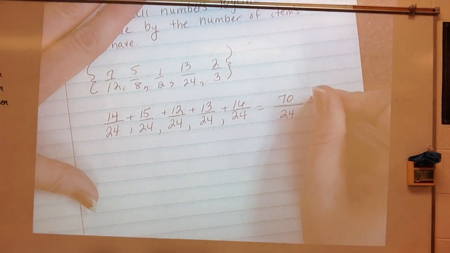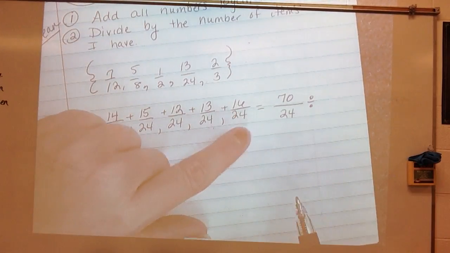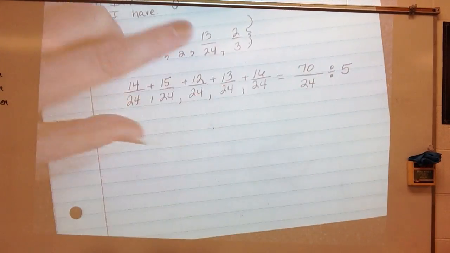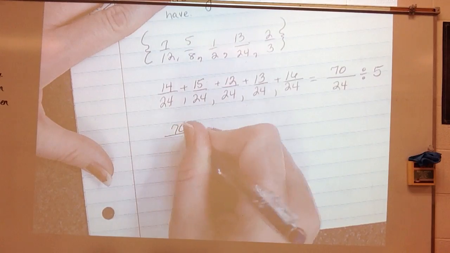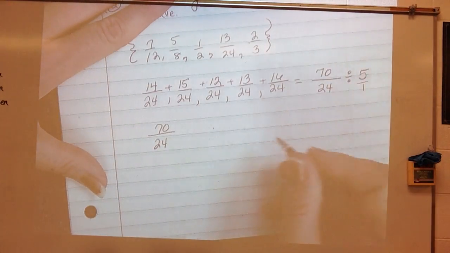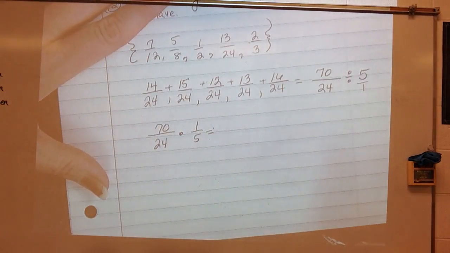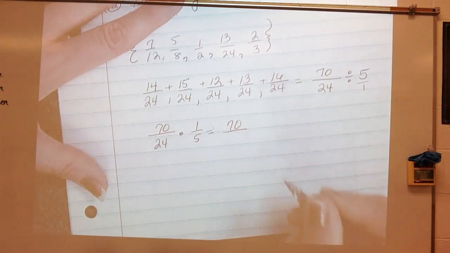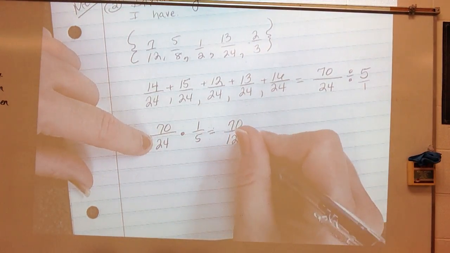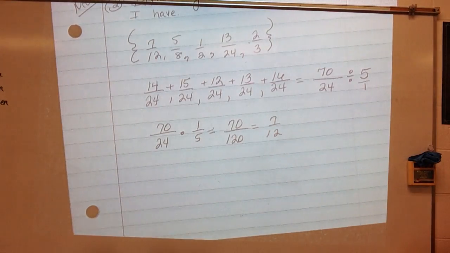And I would actually divide that by 1, 2, 3, 4, 5. So if you remember, to divide by a fraction, that's the same thing as 5 over 1 times 1 over 5. Alright, so I get 70 over 120, which would be 7/12. Okay?